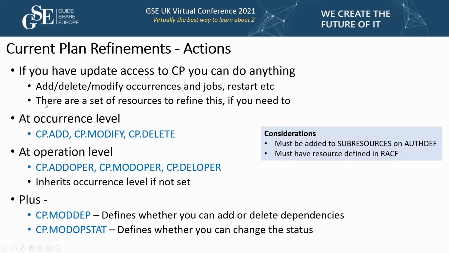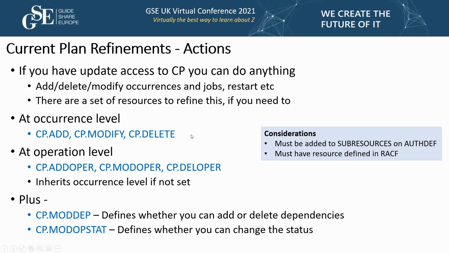Okay, this was again new stuff that came in at 9.3, it allows you to refine access to the current plan. So again, if you've got update access to the current plan, you can do anything. You can add new work to the plan, you can delete work, you can modify work, change dependencies, restart jobs, anything you like. Now we've added some new levels of security. So you can say, well, I've got update access to the plan, but I cannot add new work, but I can modify existing work and not delete work. We can protect these three high-level actions to say whether I can add, modify, or delete stuff on the plan.